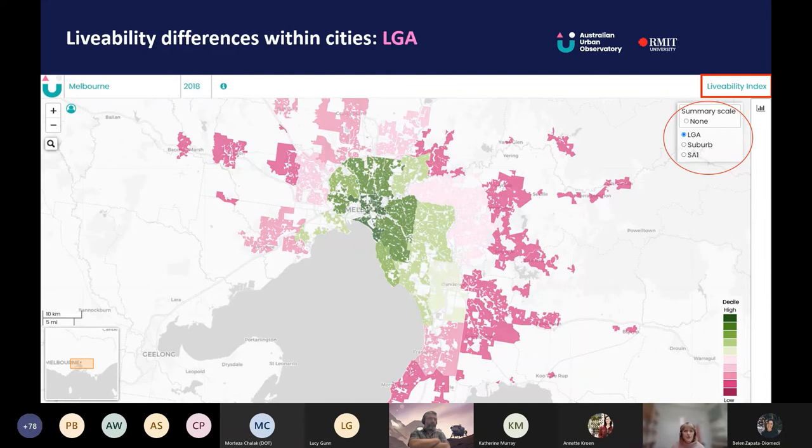So I'm just going to show you a couple of examples of what that looks like. You can see here, not surprisingly, when you look at most of our cities and even our regional cities, we see that the heart of the city is looking better in terms of our livability result. So green is good, red is not so great. And when we move down further, I'm going to click through another couple of slides, you're going to see as we move through into suburb and neighbourhood level, how that detail changes significantly.